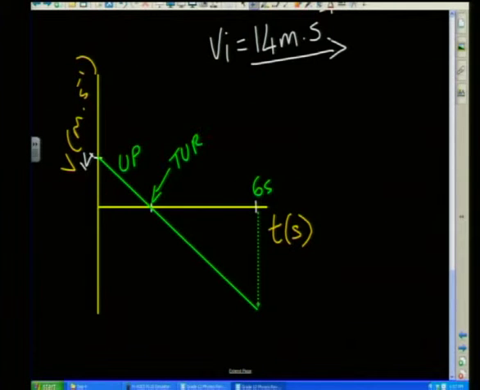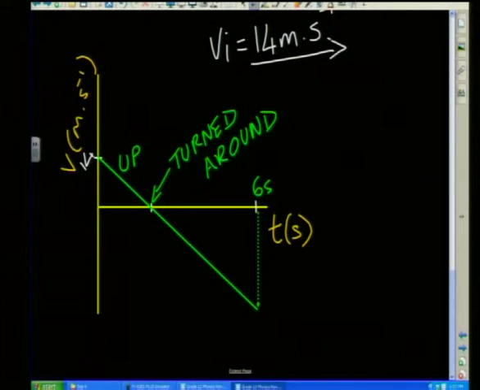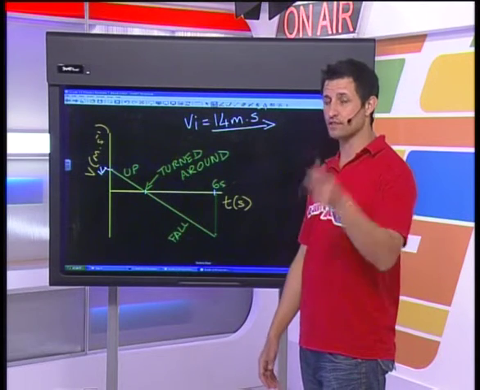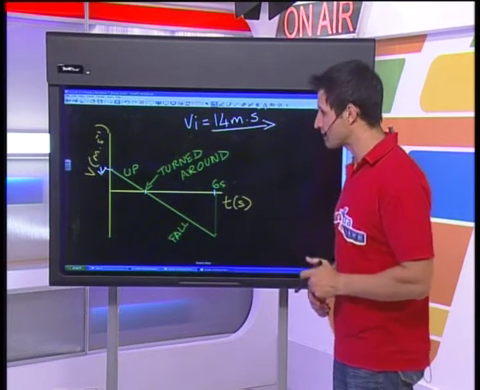I need to understand this. So this is where it turned around. And then what happened is that it fell all the way down. Okay? So this is the fall. This is the downward part. So then it went up, it stopped, it turned around, and then fell all that way down, all that 92.4 meters, all that way down.